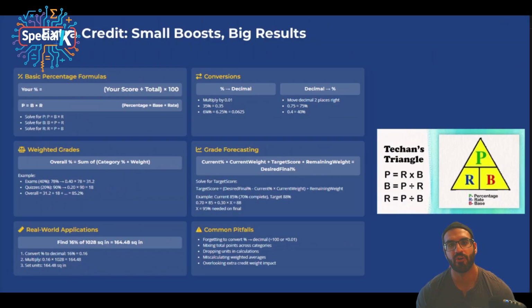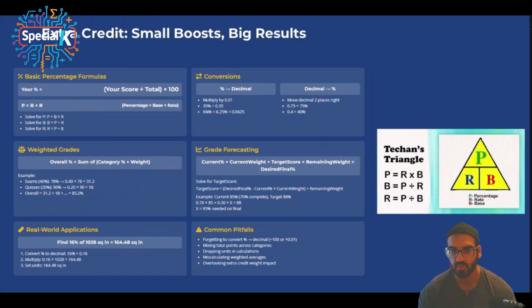Imagine that I would ask you to find a rate. So you just put your thumb over rate, and what you got? You have P on the top and B on the bottom, so it would be P divided by B. And imagine that I would ask you for the base. How many questions actually were there? So you just put your thumb on the B, and after that you have P divided by R. It is so simple.